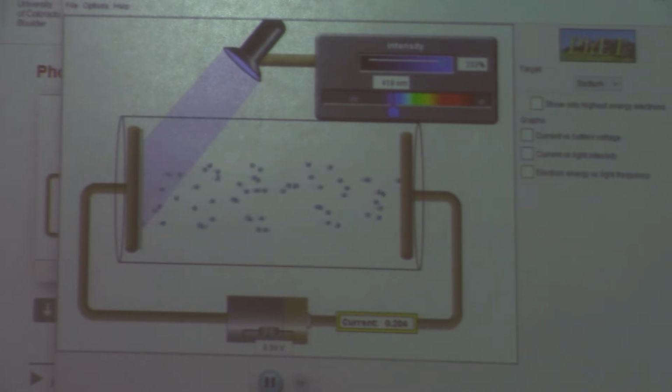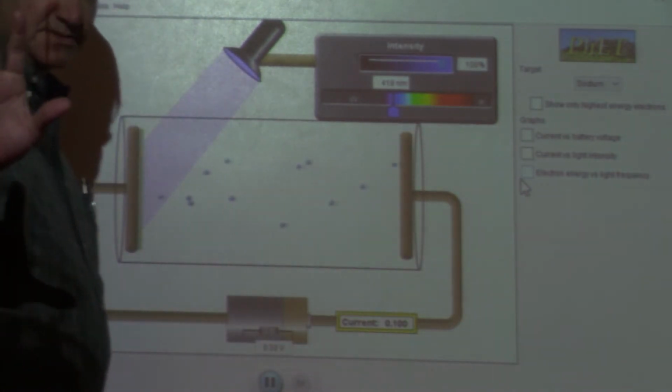Oh, that's what's wrong. Hold on. Okay, so my intensity, I couldn't get it set back to 100%. For some reason, it was like 200%, weird.